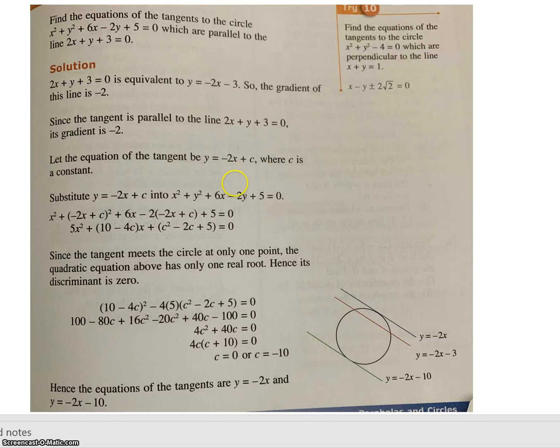Okay, so now I'm at the solution. All this part we have talked about already, so we are actually now here. The tangent is going to be y equal to -2x plus c, some number. And then I'm going to sub this into the equation of the circle because they're supposed to intersect, right? So I'm going to sub in. You can see that the y square here becomes (-2x plus c) square.